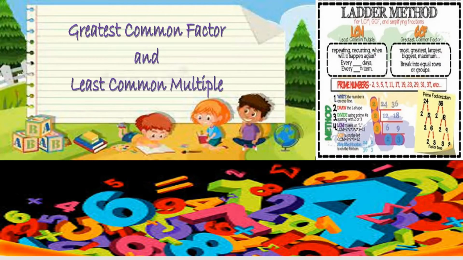Today's video, we are going to discuss the greatest common factor and least common multiple. In our title, we have "common," ibig sabihin, dapat pareha siya. Pag sinabi naman natin greatest, pinakamataas. And pag sinabi naman natin least, pinakamababa. When we combine those terms, the greatest common is pinakamataas na magkapareho, and the least common is pinakamababang magkapareho. So now, to further understand our lesson, let's proceed with our next slide.